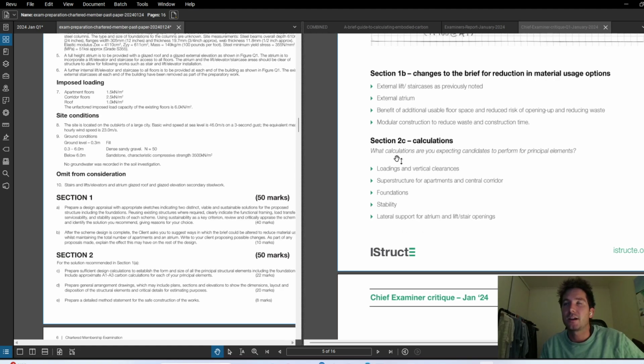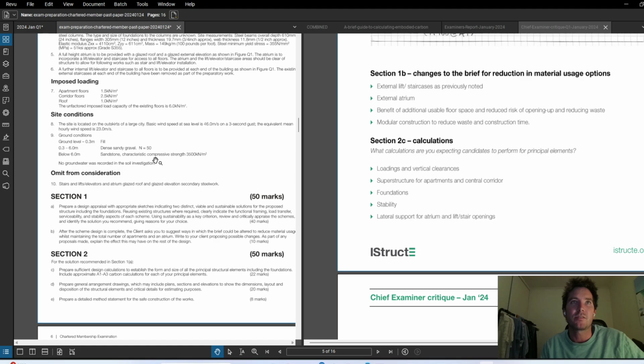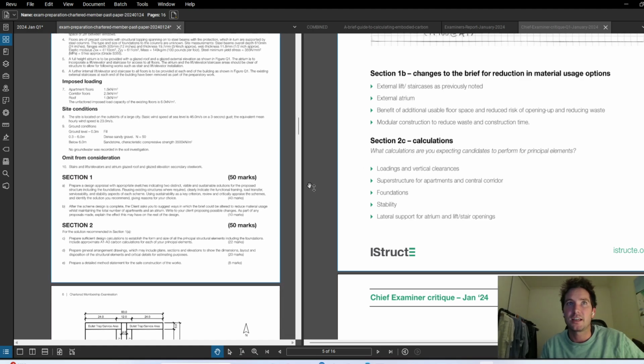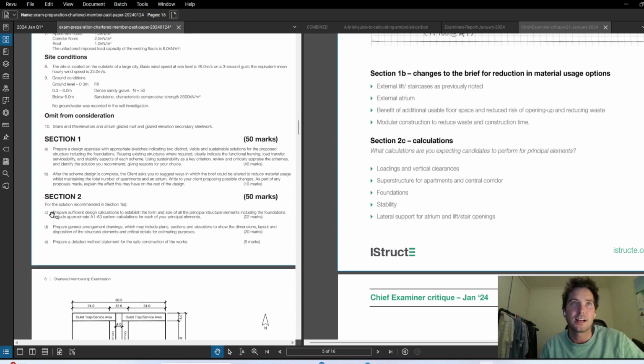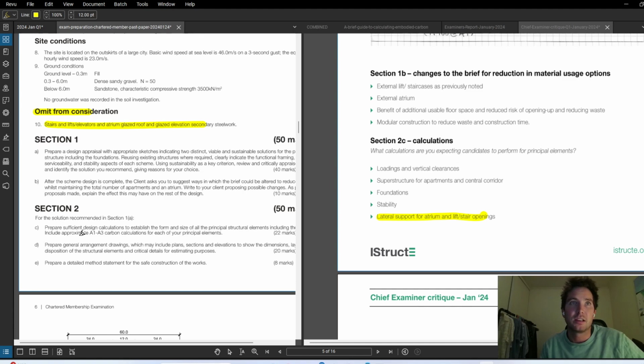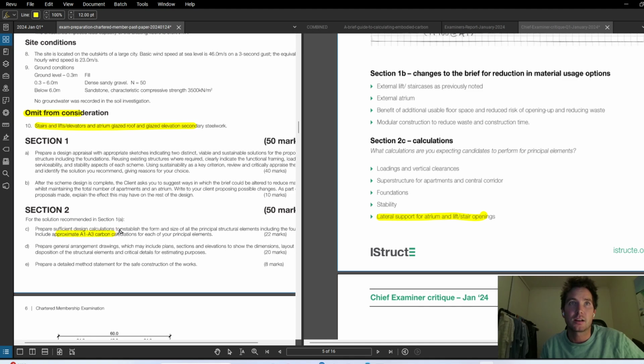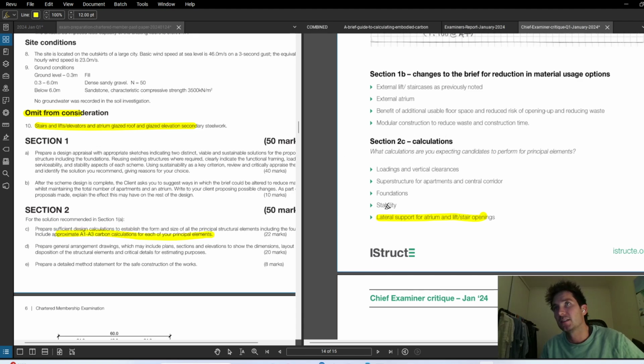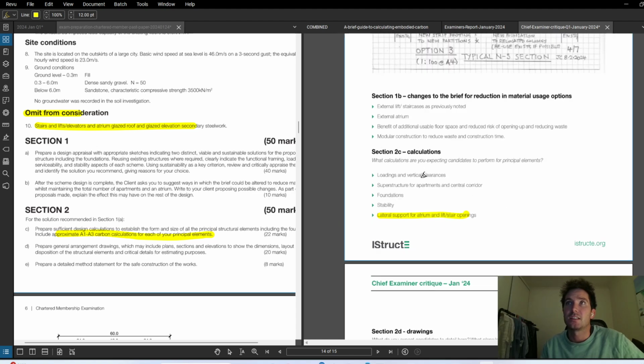So that was one thing that took me by surprise. The other thing was, if we just stay looking at this, section 2 clearly asks to include, not only, if we go back here, it says to omit from consideration this, which is what this here looks like. So why that's in there is a bit confusing. But what should be in here is your carbon calculations for each of your principal elements. And I couldn't see that in this chief examiner's critique.